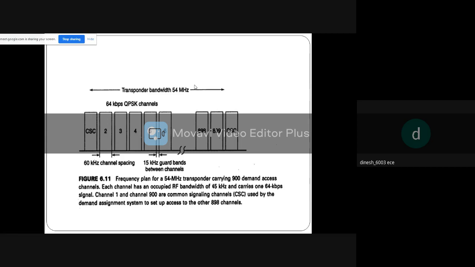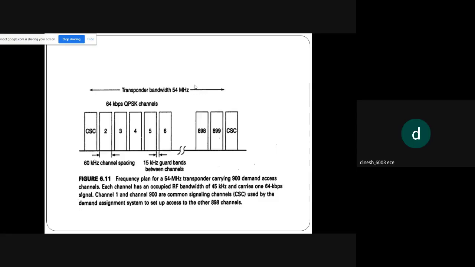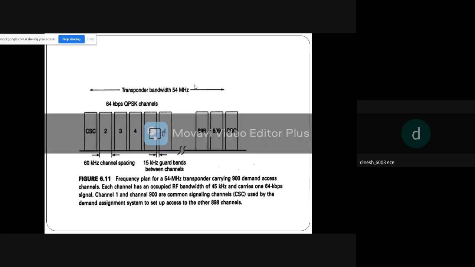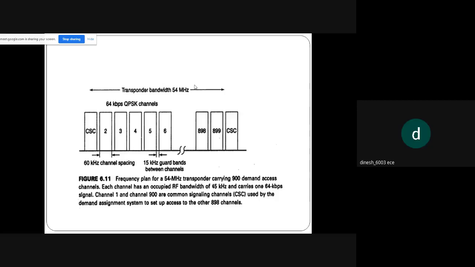The transponder bandwidth is totally 54 megahertz. The common signaling channels are the first one and the last one. We are using QPSK channel modulation of 64 kilobits per second, and the guard band is always 15 kilohertz between the channels. Each channel has a spacing of 60 kilohertz, separated by 15 kilohertz. So totally you get 54 megahertz.